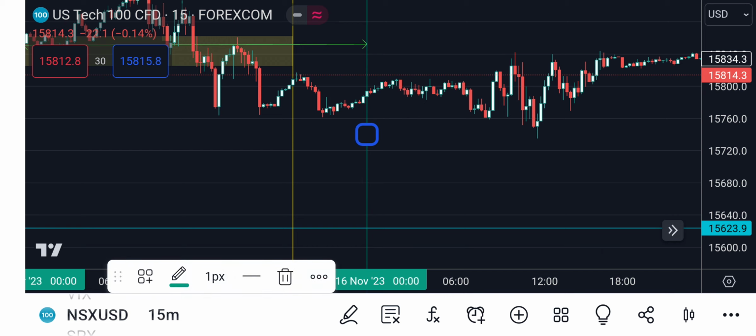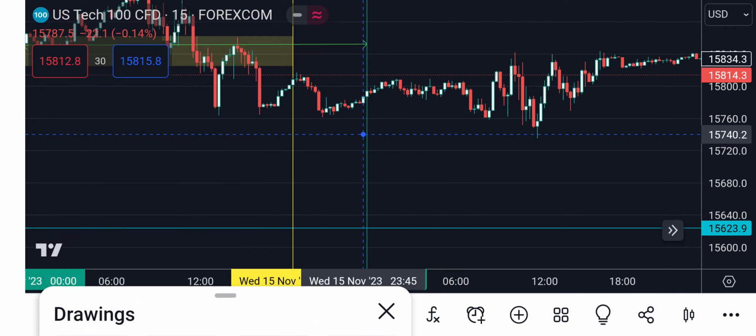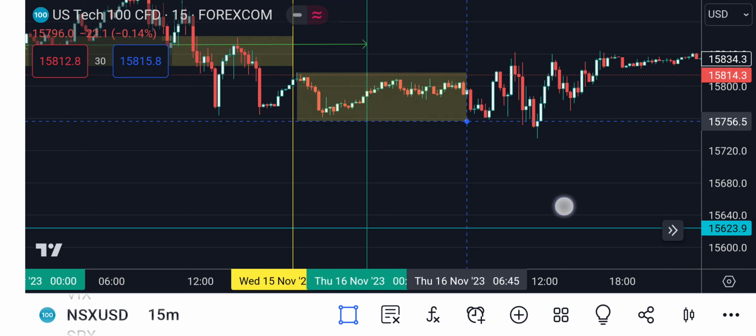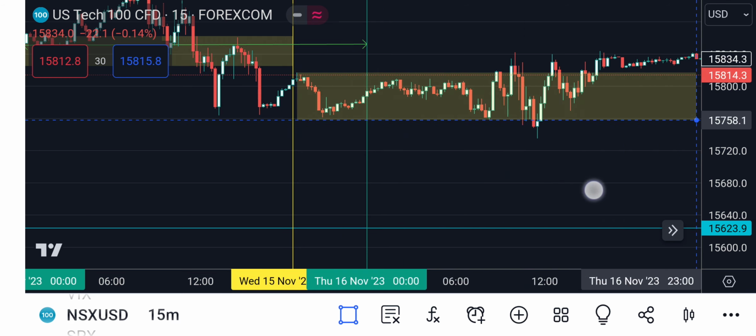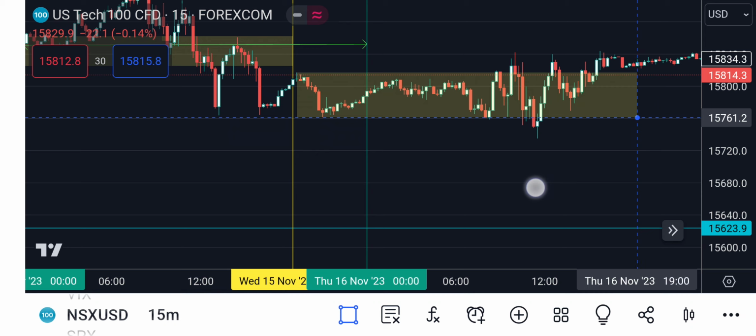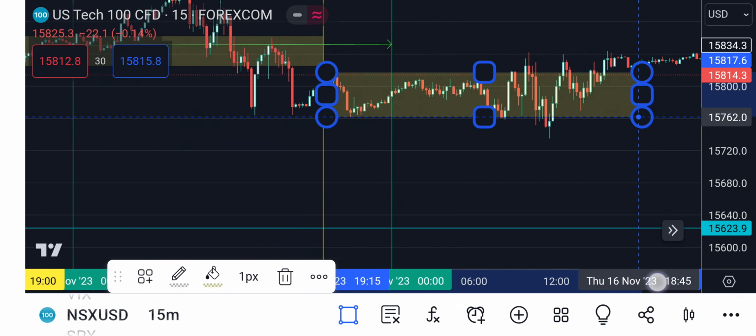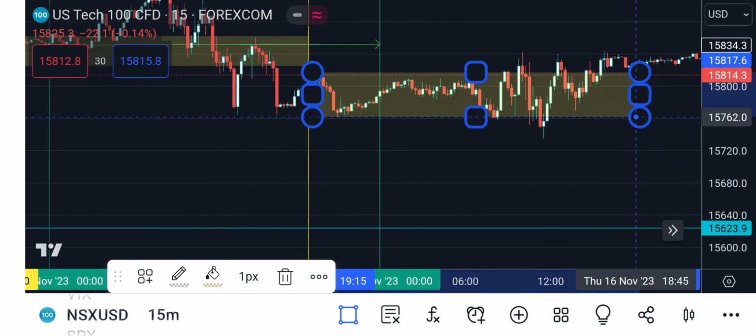So now what do we do? We mark our range, our Asian range again. That's what we do, guys, all the time. We mark our range and then we work within the range. The most amazing thing about the range is that you buy and you sell outside.